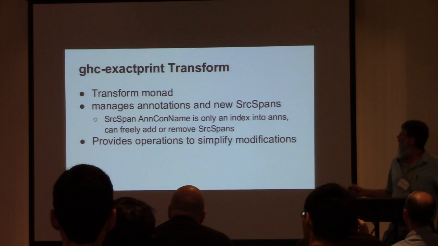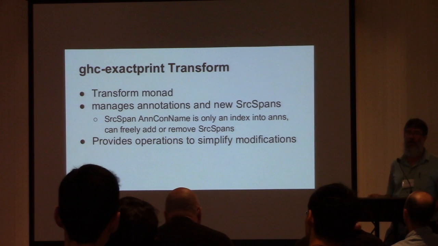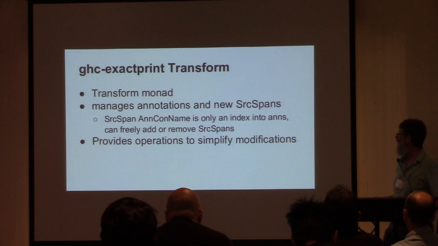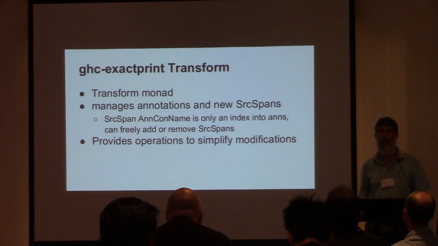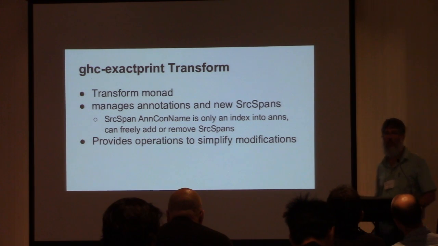The transform library provides a monad, and that basically just manages the annotations as you update them, and it just keeps a simple counter to give you a new source span if you want one. And because the source span uses indexes only, it simply gives you a sequence number that runs up. So you can get a unique one.